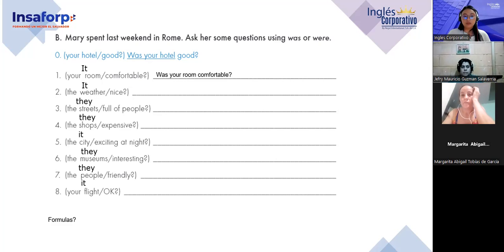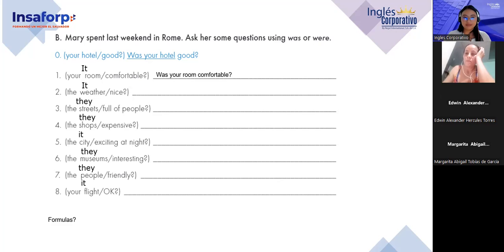That's all right. Number two, make the questions. Primero ocupen el nombre completo y luego el pronombre, ¿ok? Make the question by using both forms. Number two, please. Was the weather nice? Now, can you make the question by using it? Was it nice?